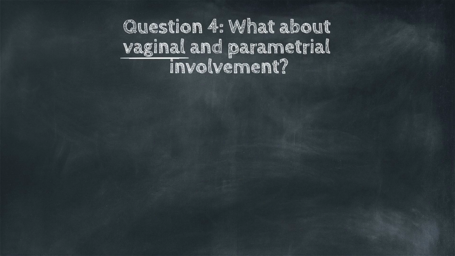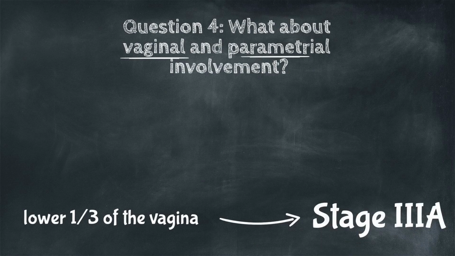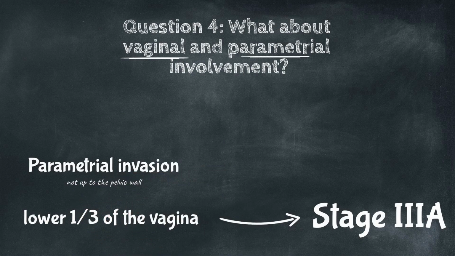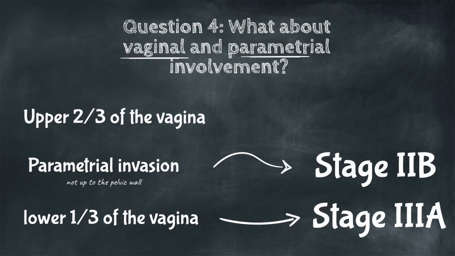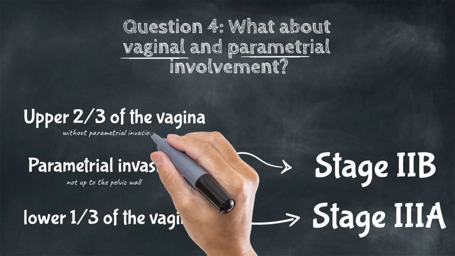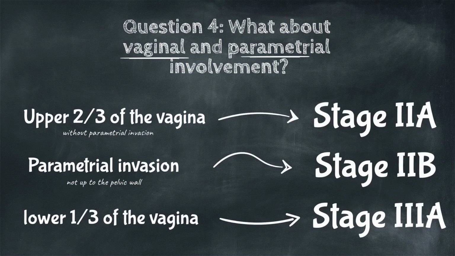Question 4. What about vaginal and perimetrial involvement? Now, this bit is quite nuanced, so stay with me on that. You start with asking about the lower third of the vagina, whether it's involved or not. If it's involved, then it's stage 3A. If the lower third of the vagina is spared, ask about the upper 2/3 of the vagina and the perimetrium. Here's the key. Perimetrial invasion trumps upper vaginal involvement. So if the perimetrium is invaded, regardless of upper vaginal involvement, it's stage 2B. But if only the upper 2/3 of the vagina is involved, without perimetrial invasion, it's stage 2A. And within stage 2A, you can further substage according to the tumor size, but hold that thought for a minute, we'll come to it later.